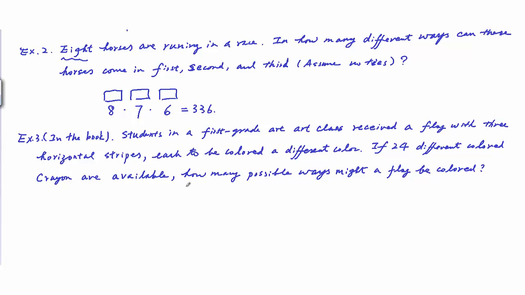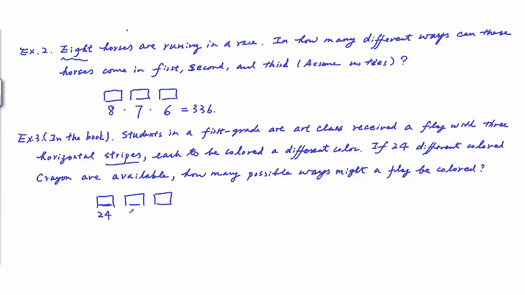So here we have 3 different stripes. Say this is the first stripe, this is the second one, and this is the third. So now we need to color them with 24 different crayons. Then the first stripe can be colored by 24 different colors. And then because we talk about different, that means we need to use another color.